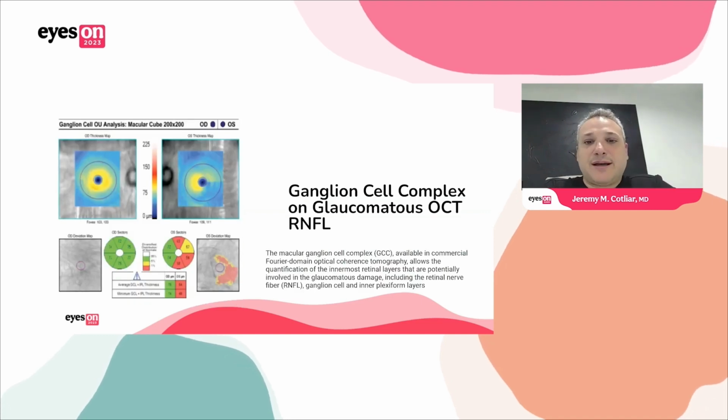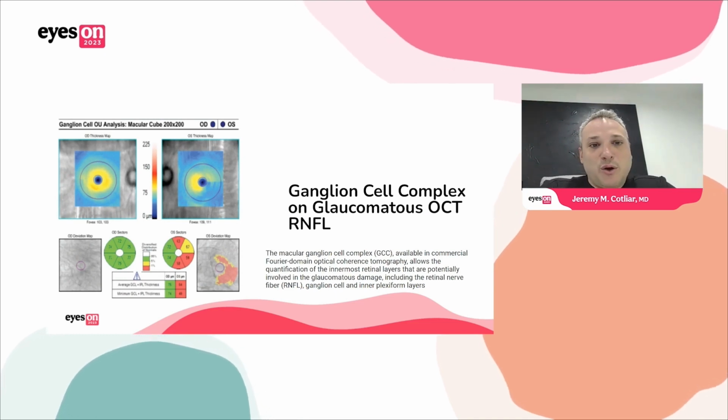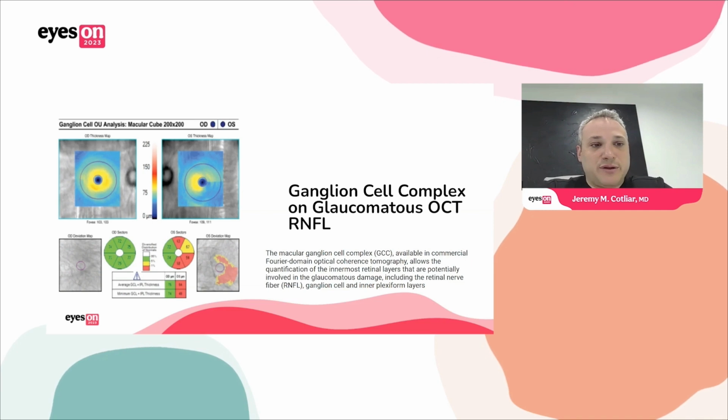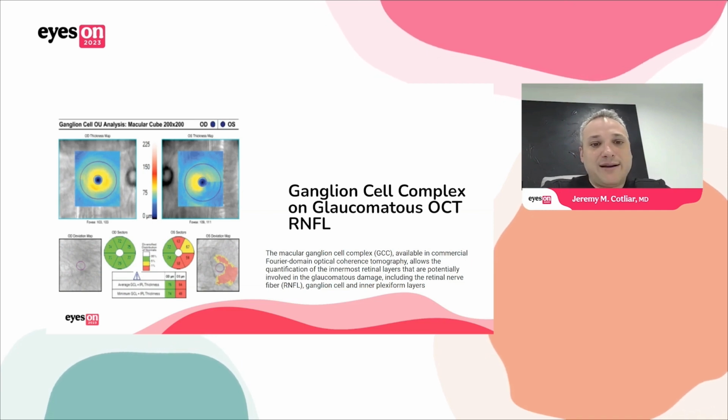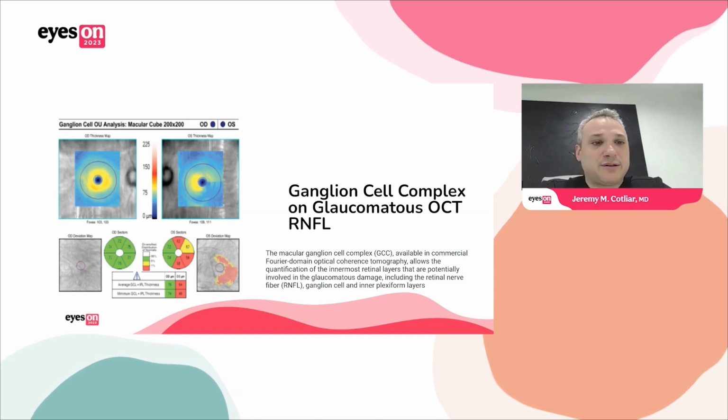Ganglion cell complex on glaucomatous OCT is just another way to assess glaucomatous optic nerves. We don't want to see red in the picture as we do in the bottom right in the OS deviation map. That's just another way to assess glaucoma.